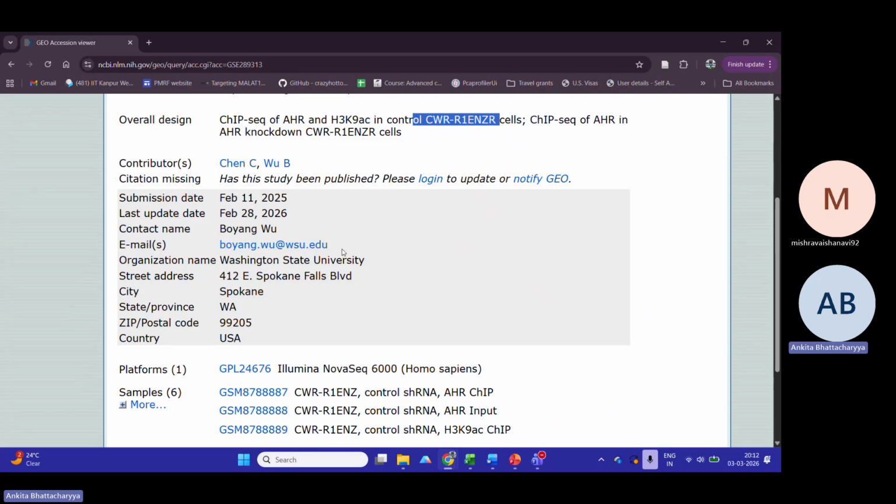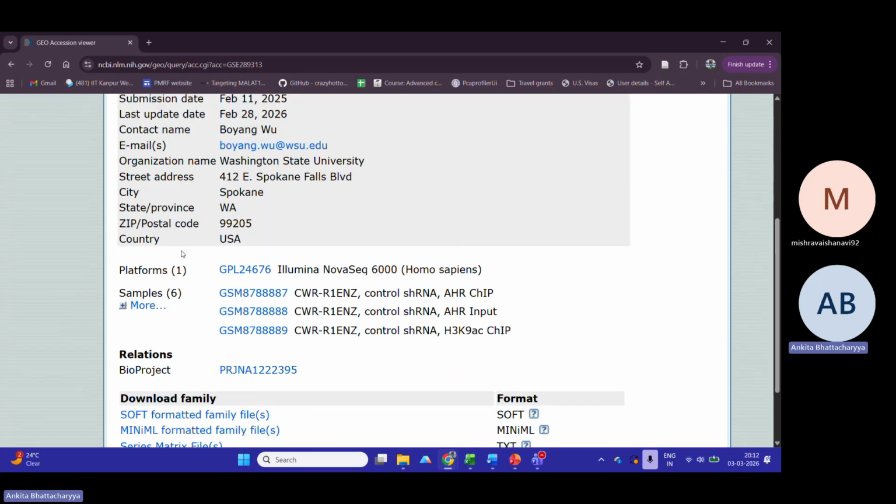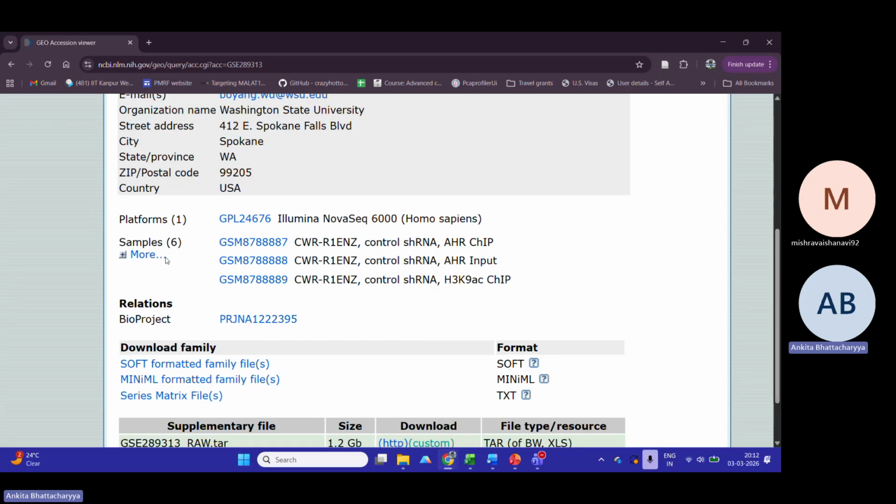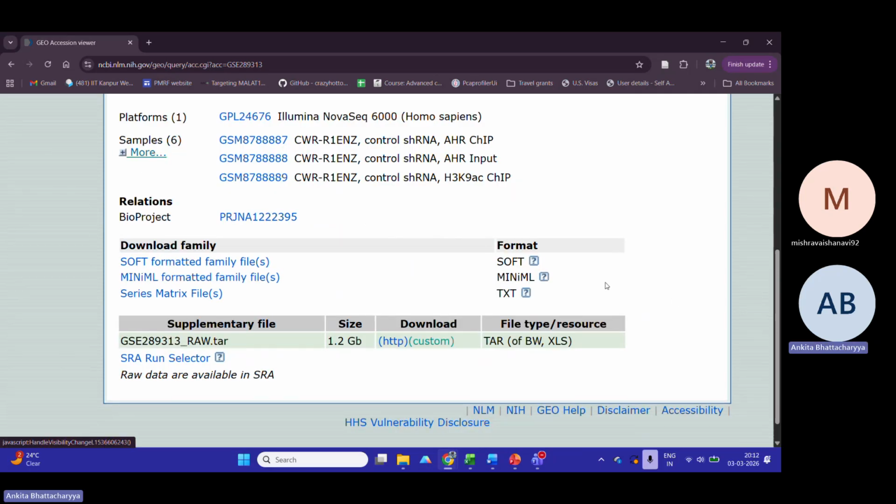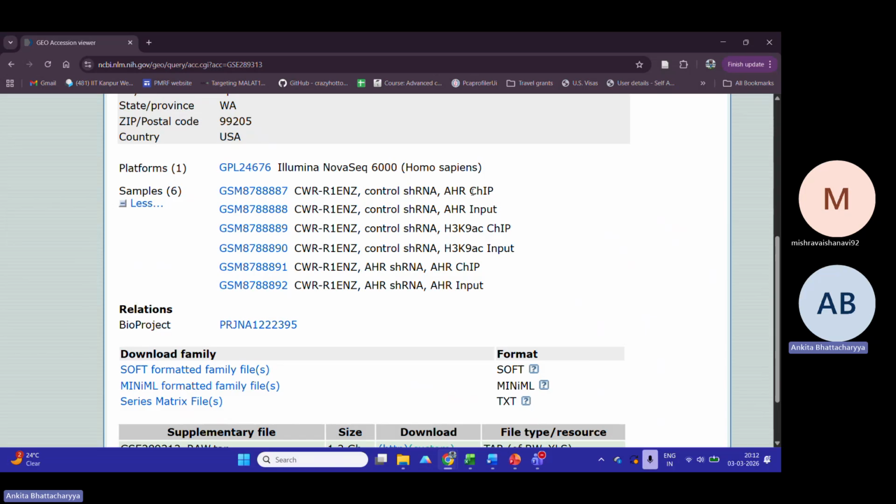You'll get all the information about the person who has submitted it. And then when you come here, you will see the samples. Now, if you look here, you have ChIP, you have input, you have ChIP, you have input, you have ChIP, you have your input. And the conditions also are different here. You have control shRNA, input and ChIP. You have control shRNA, input and ChIP for H3K9 acetylation. And you also have the same for AHR, which is the other target in the other cell line where there is knockdown of this particular gene.